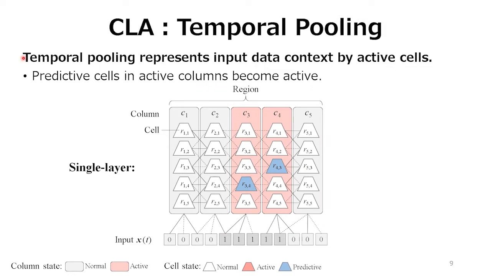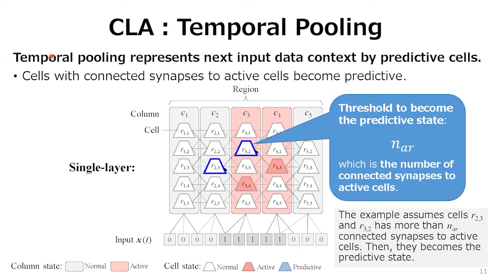Next, temporal pooling represents input data context by active cells. Each cell has 3 states: normal, active, and predictive. Predictive cells at the previous time step in active columns become active, like this. Thus, the data context is represented by active cells.